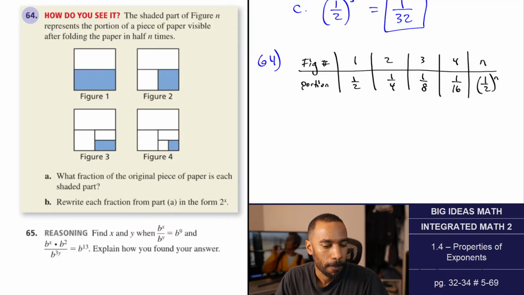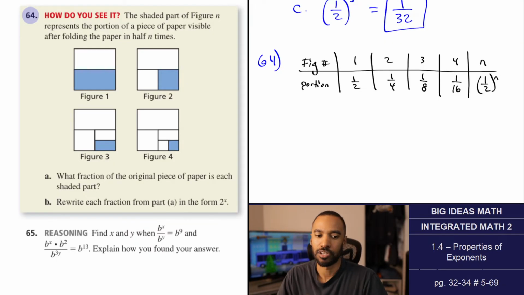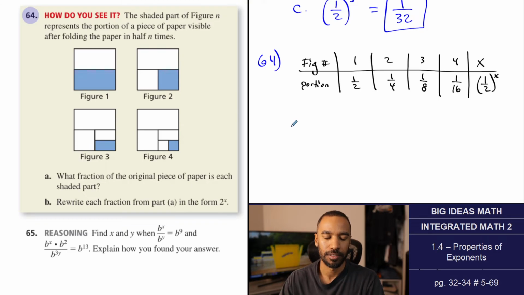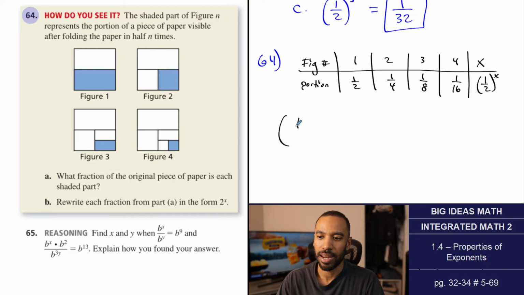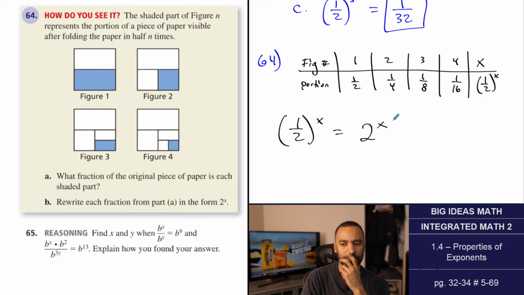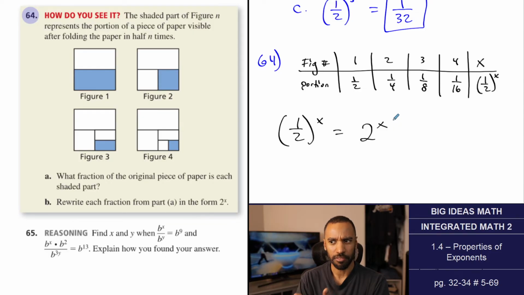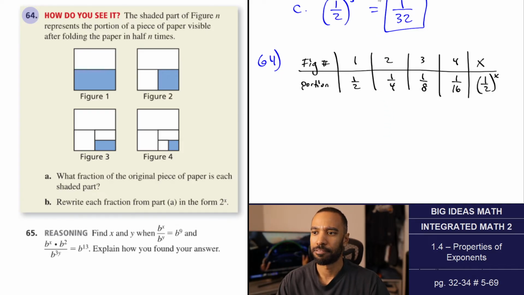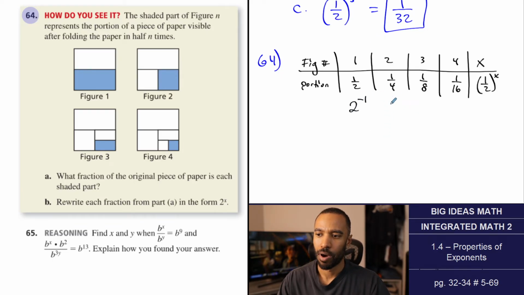I thought they were going to rewrite each fraction from part A in the form 2 to the x. So let's say it this way. Instead of figure n, figure x is 1/2 to the x power. Now they said write it as 2 to the x power. So how do I turn 1/2 to the x power into 2 to the x power? I mean, I know the answer, but we're not solving for x. We got to rewrite this. Okay, never mind. I said this wrong. Let's just do this. 1/2 is 2 to the negative first power. 1/4 is 1/2 squared, so 2 to the negative second power.